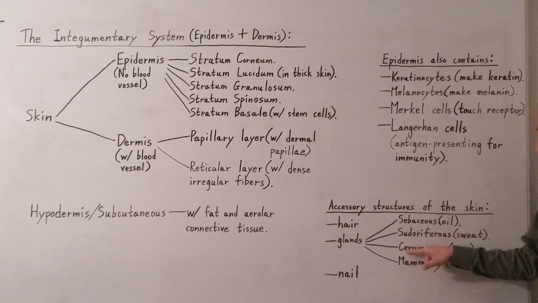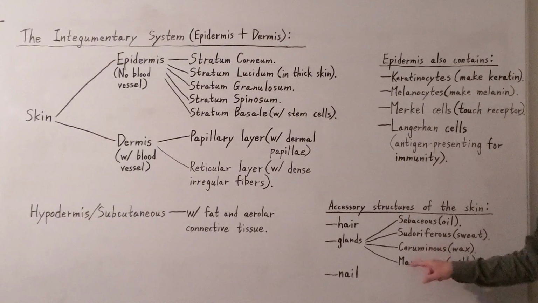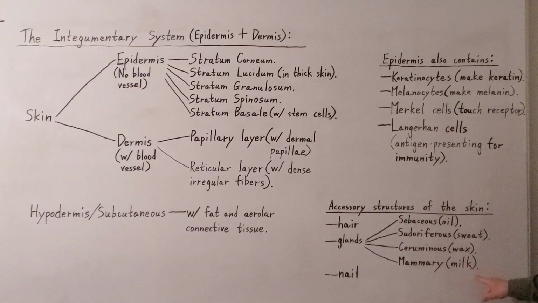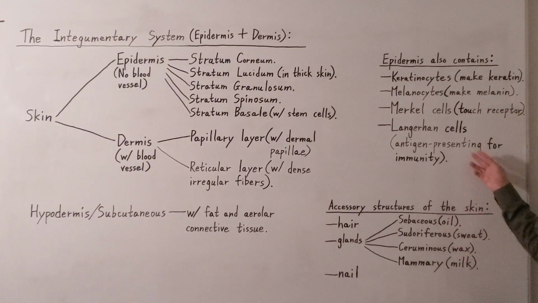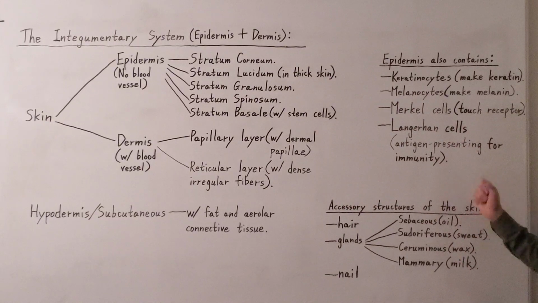Now the next one we have is the ceruminous glands, and that's the one that produces wax. Then the last one is the mammary glands. Mammary glands produce milk. And that is the general layout of some of the structures of the skin, and also some of the cells in the skin.